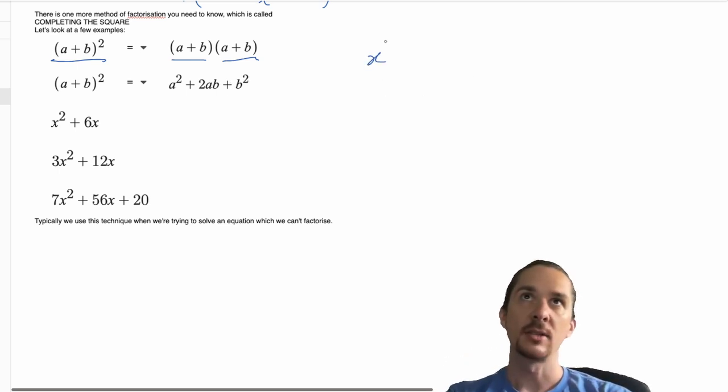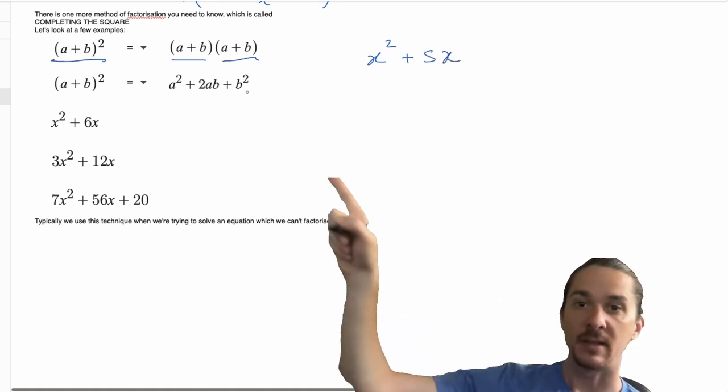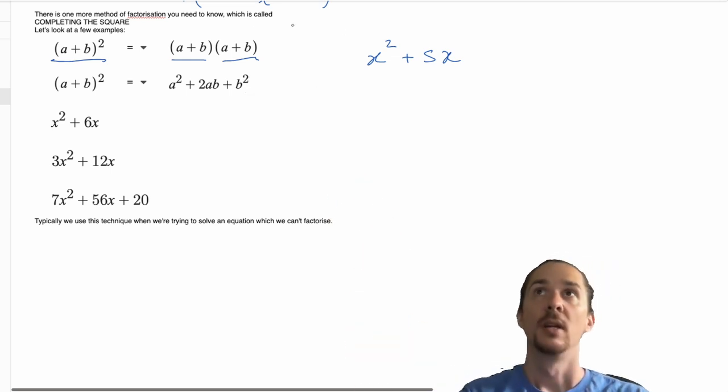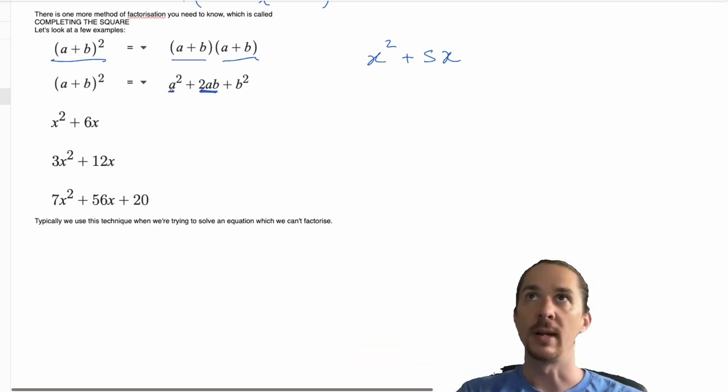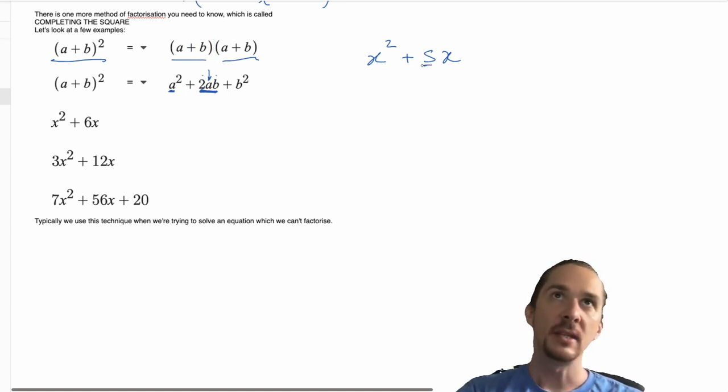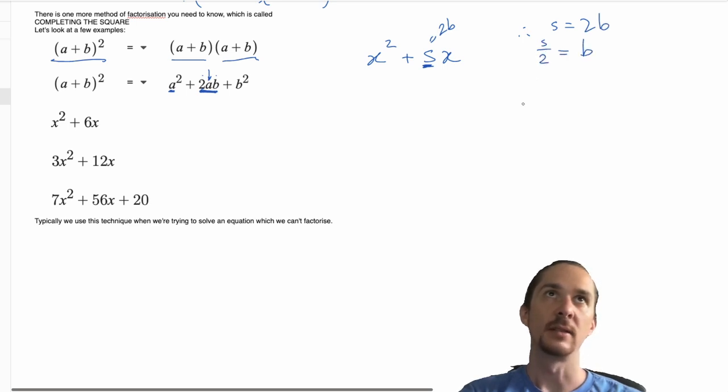Suppose we have an x squared plus sx. And we want to say that it fits this pattern, that it is a perfect square. Well, that means, here's our x squared, right? A is x. So we have 2b, two amounts of something multiplied by the x. And the thing we have two amounts of is whatever goes here. Okay, so what that means is that this s must be equal to two amounts of b. In other words, if s is two amounts of b, that means that b is half of s.